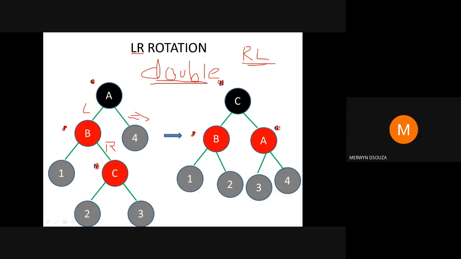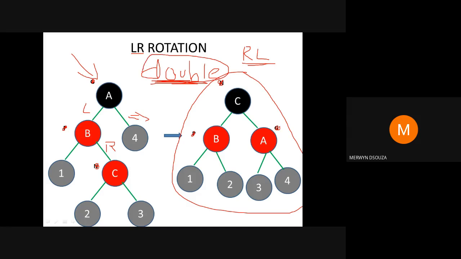That's why right now it looks like a single rotation, because I have here one original tree where the problem had occurred at A, and then I'm showing you the final answer, what it should look like. This will be the balanced AVL tree. Although I'm telling you it's a double rotation, I'm just showing you one rotation here, which is the final answer. But if you check your books, they'll show you both rotations. That's why it is known as double rotation.